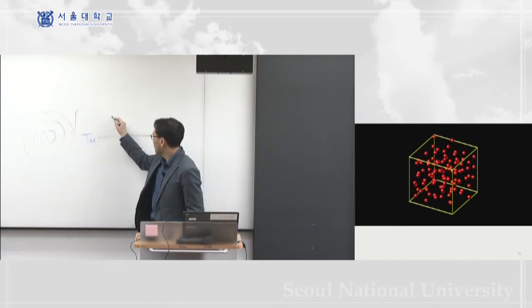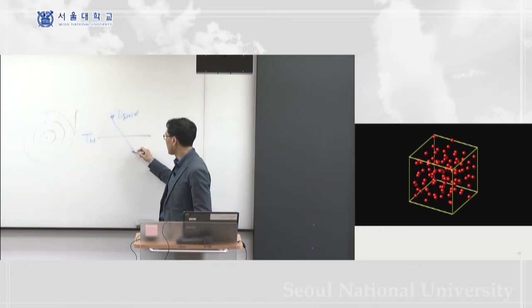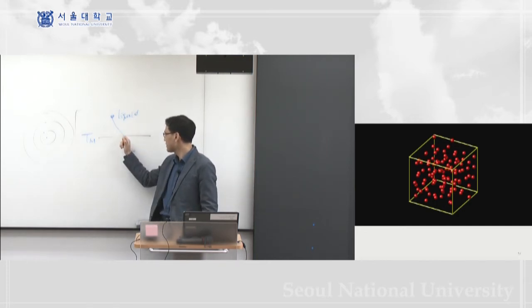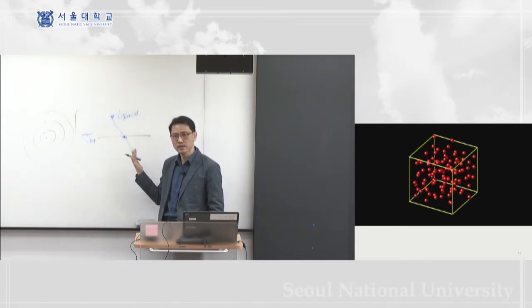So this is the melting point. You are starting from the liquid above the melting point, and you will cool it down. In principle, you should observe the crystallization at this temperature, or at a temperature slightly below the melting point. So this happens in real systems.